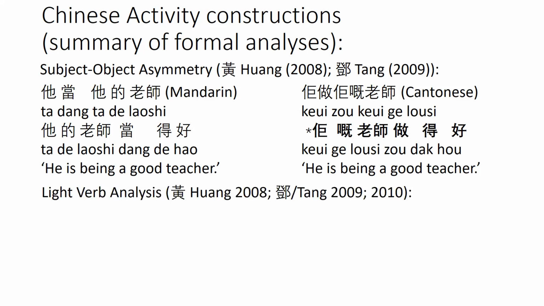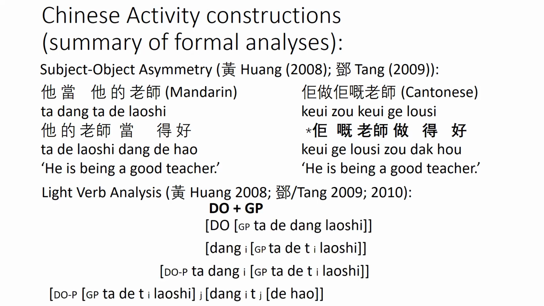The light verb analysis proposed by Huang and Tang has this type of base structure where the light verb do selects a gerund phrase, and we've been through the derivational steps. I'll go through them briefly again here. So it selects this gerund phrase, and the verb in the gerund phrase can undergo head movement to light verb do. Light verb do can then select an actor argument, and that's how we get to 他当 and 他的老师, where the activity nominal is in object position. We then delete the actor and move the remnant activity nominal to the specifier of do, and that's how we get the subject position of activity nominal. So for example, 他的老师当得好. Here is a brief summary of the data and also the formal analysis that's argued to underlie it.